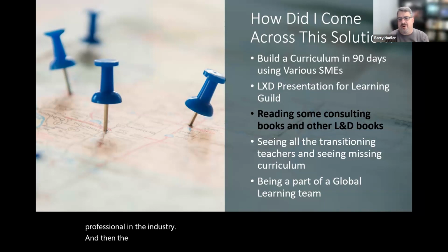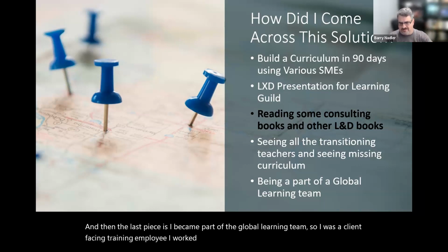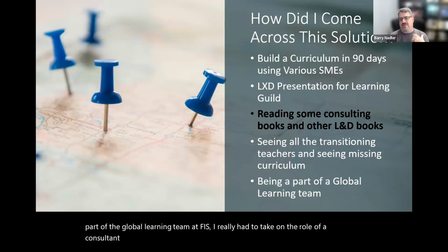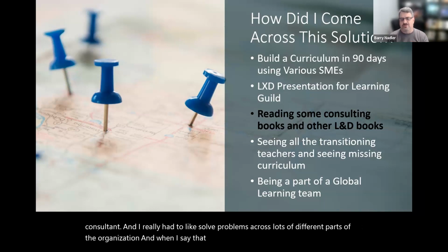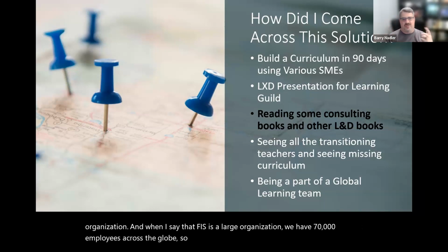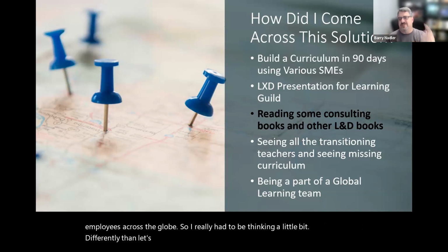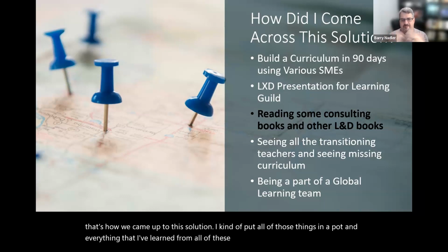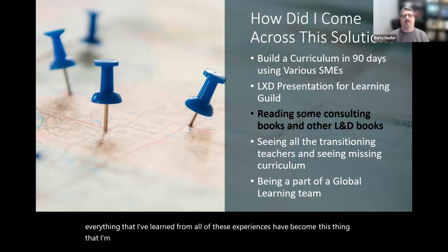And then the last piece is I became part of the global learning team. I was a client-facing training employee. I worked with a few internal employees, but by becoming part of the global learning team at FIS, I really had to take on the role of a consultant. I had to solve problems across lots of different parts of the organization. FIS is a large organization, with 70,000 employees across the globe. So I had to think a little differently than just making course after course after course. That's how we came up to this solution. I put all of those things in a pot, and everything I've learned from all of these experiences has become this thing that I'm trying to share with everybody.